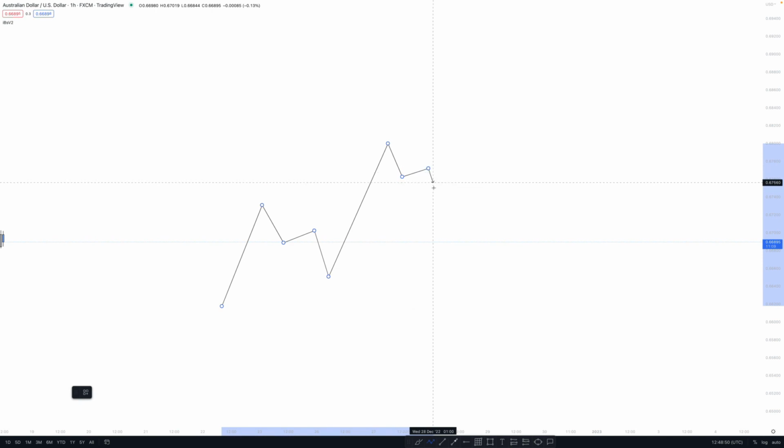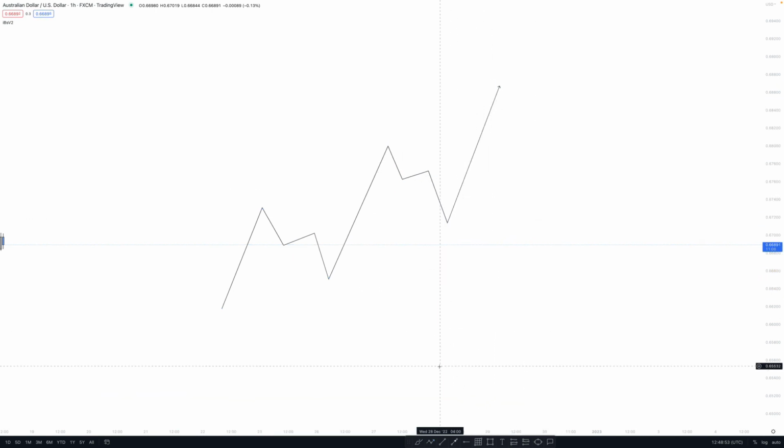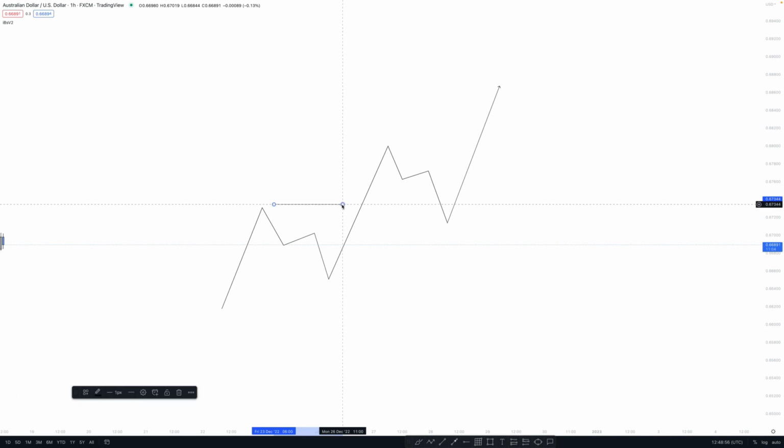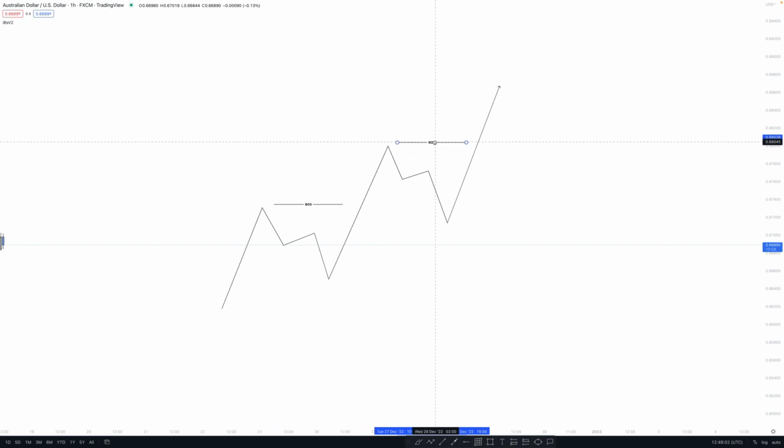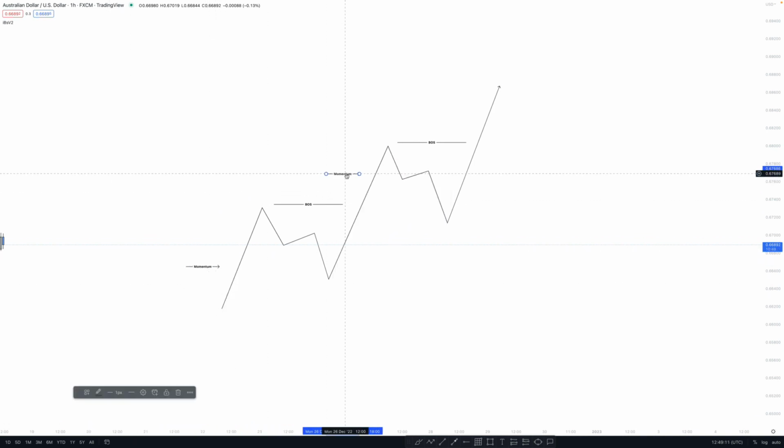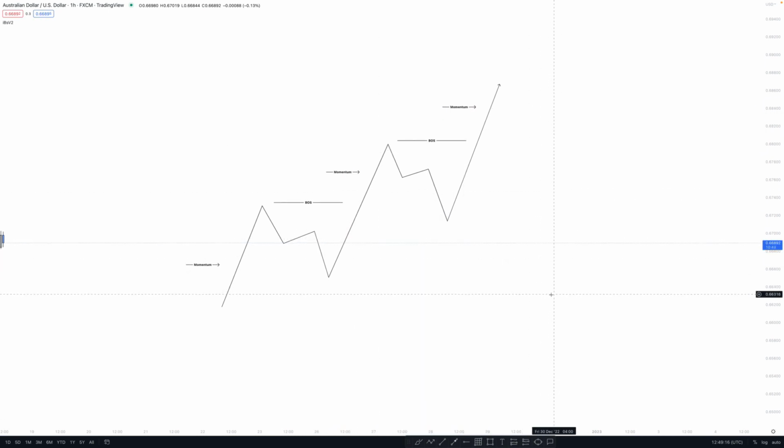So I'm going to draw a few different types of market structure right now, guys. The first type of market structure that we have is bullish market structure. When you are looking at the bullish market structure, you guys want to see, first of all, an impulsive break of structure here, and you want to see an impulsive break of structure here. You guys want to see momentum right here, and momentum right here as well. So guys, this is a perfect example of a bullish market structure.